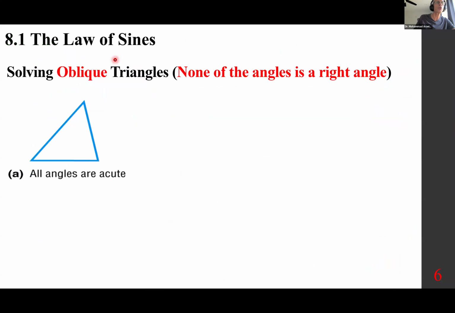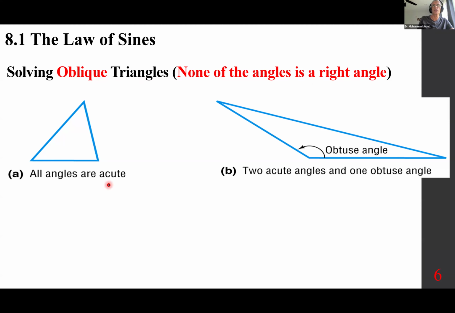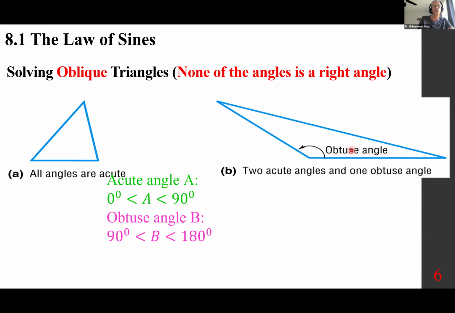And now 8.1, the law of sines. Solving oblique triangles. What do we mean by oblique triangles? None of the angles is a right angle. That's the definition of an oblique triangle. So it could be that all of them are acute. What do we mean by that? We're going to discuss that. Or you have two acute and one obtuse angle.